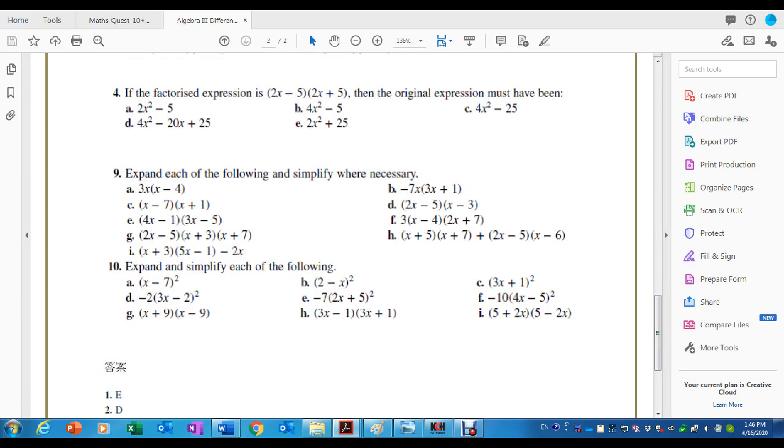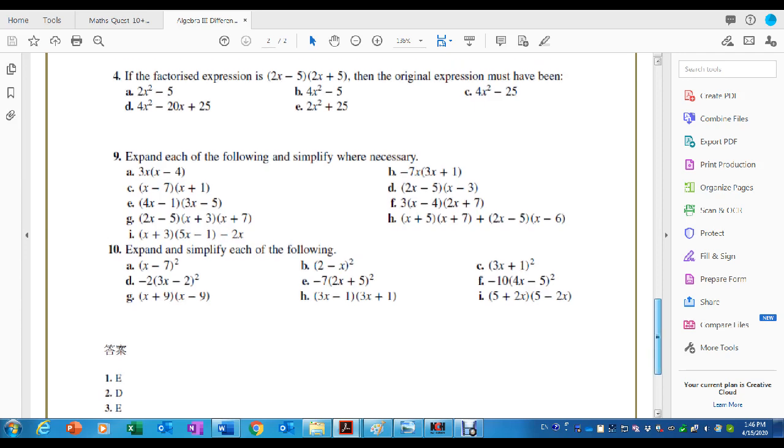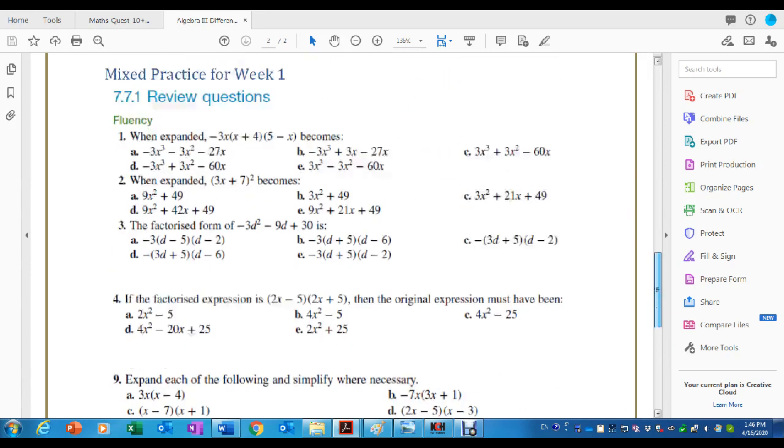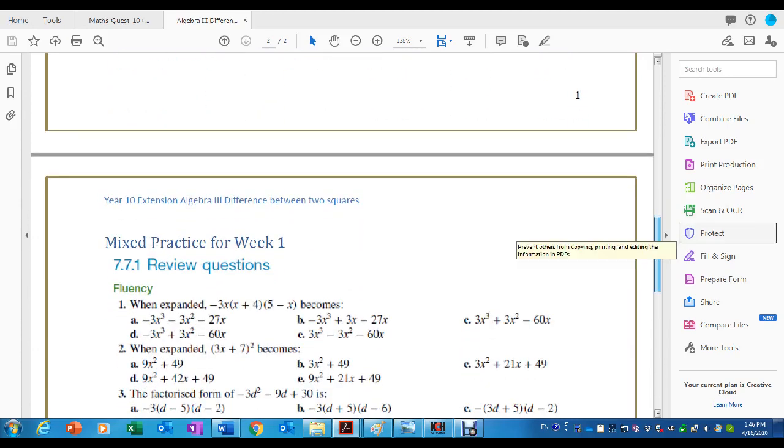Okay, and question 4 is another multiple choice question. Possibly you need to spend some time on question 9 and question 10 because they are mixed questions here. So remember to do the homework. The homework is practice 1 and also the mixed practice. Just do as many as you can, right?